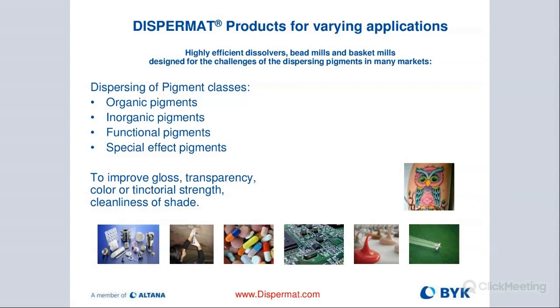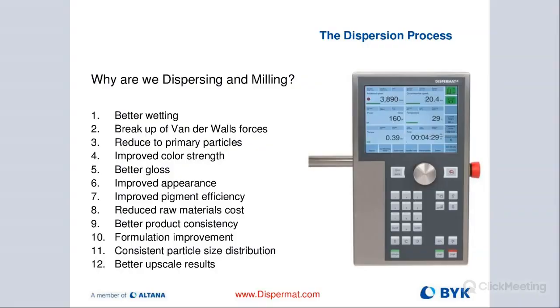A lot more care has to be taken because we don't want to destroy these special effect pigments. If we put too much energy in with the media, sometimes they get destroyed, and that's what we want to avoid, to really just maintain the pigment integrity. The goal is really to improve our gloss, transparency, have better color stability. Tinctorial strength and cleanliness of shades are some of the attributes that we're looking for when we're properly dispersing our mill base.